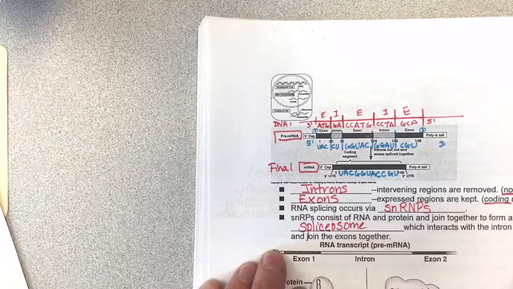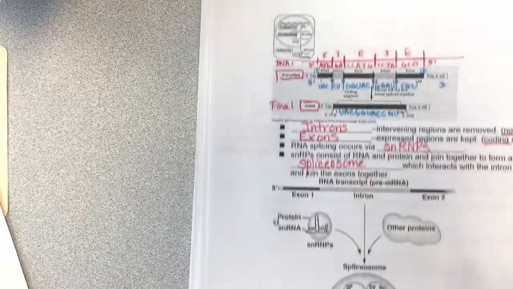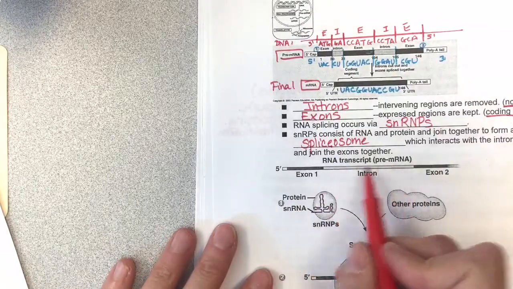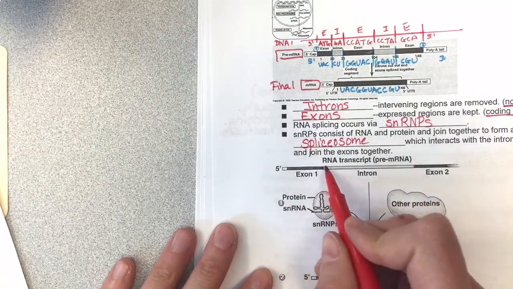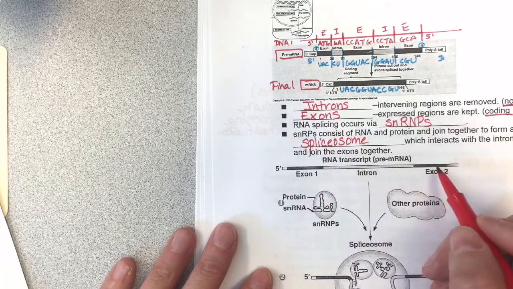And this interacts with the intron to clip it out and join the exons together. So here's your intron and the exon. We want to get rid of the intron. We're going to cut the intron out and join the two exons together.